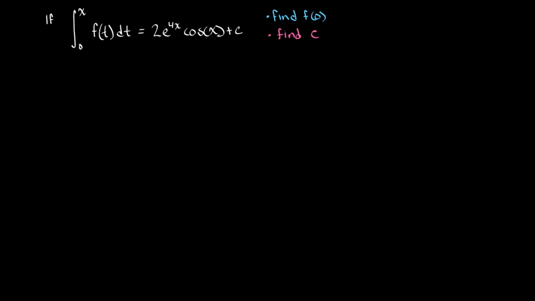All right, continuing to work with the fundamental theorem of calculus, what if I were to tell you that this definite integral from 0 to some variable bound x of f of t dt is equal to 2 times e to the 4x power times cosine of x plus c. If I were to say that this is true here, could you find what f of 0 is and find c? So why don't you pause the video and give that a try on your own.